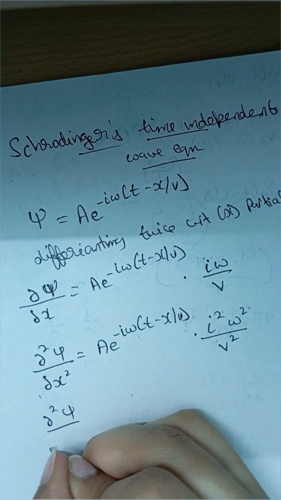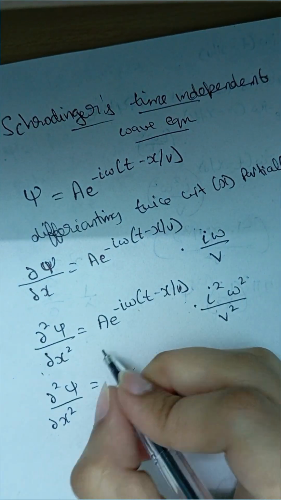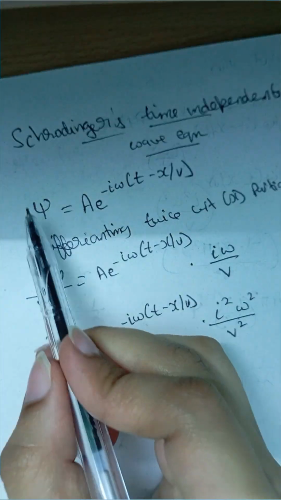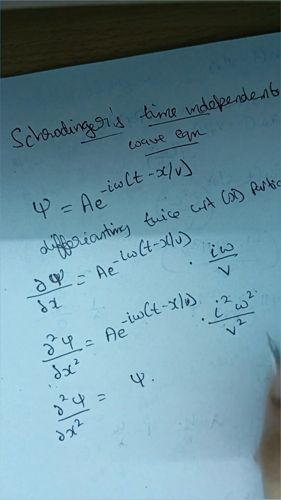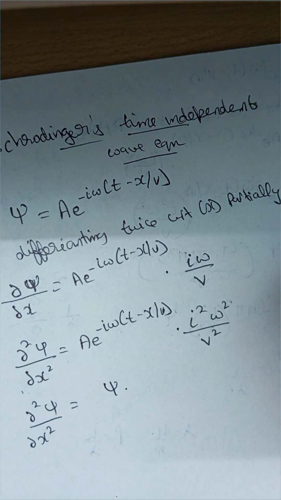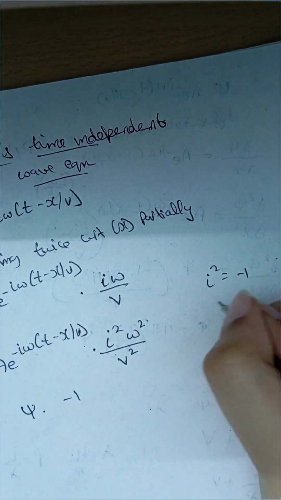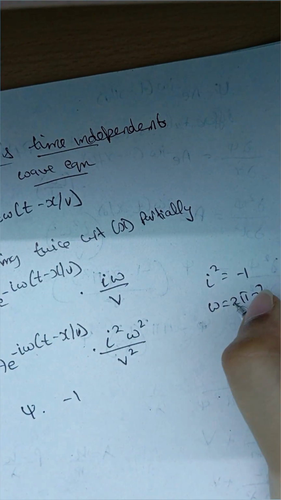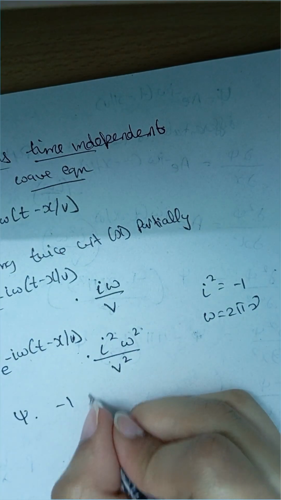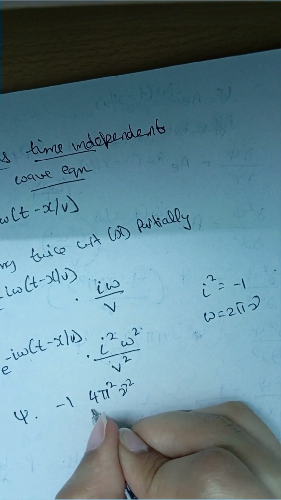Now dou square psi by dou x square equals, this whole thing is basically psi. So let me write that itself, into i square. i square is minus 1. So into minus 1, omega is 2 pi frequency, so 4 pi square nu square by v square.